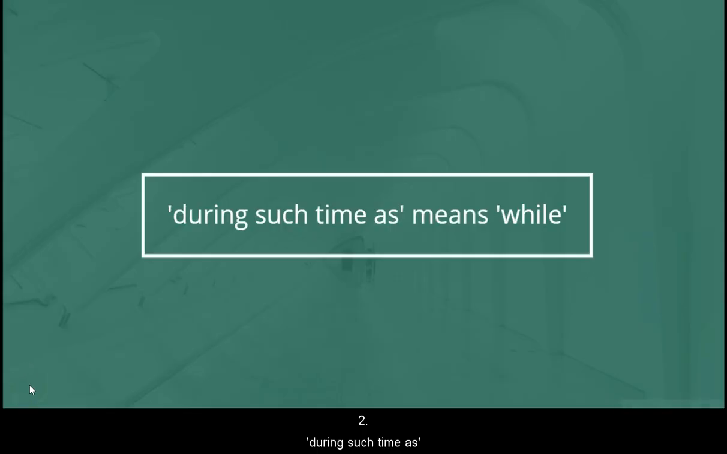Number 2. During such time as. This means while. Now let's look at an example.